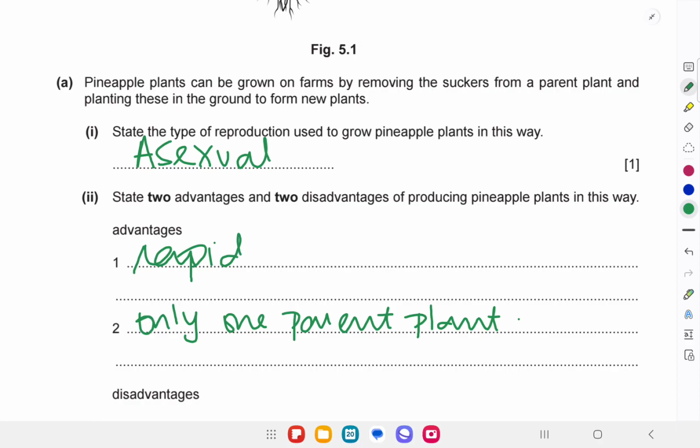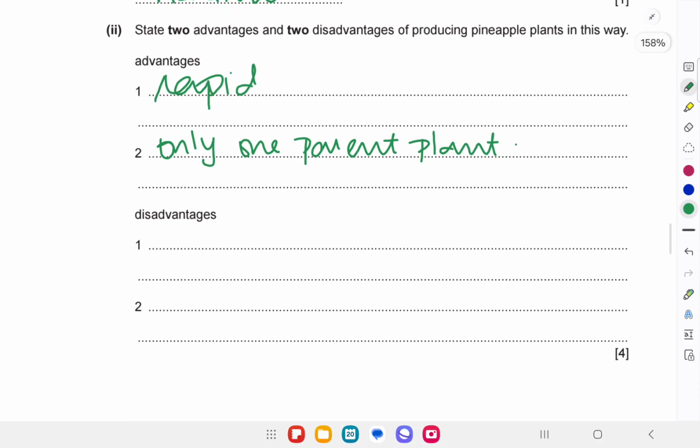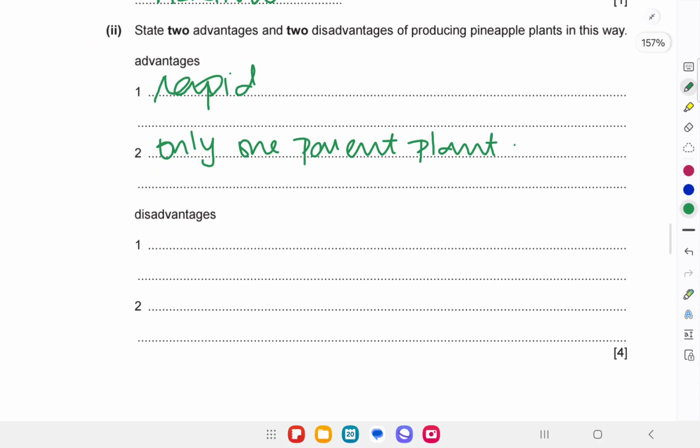Apart from these two, you can obviously write other advantages as well if you want to, that the newly formed plants would have the same desirable features as their parents. The disadvantages are they may also have the undesirable features of the parents.